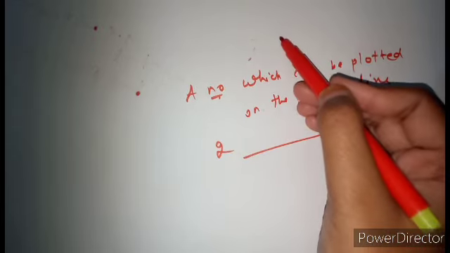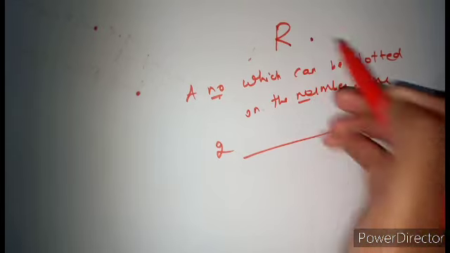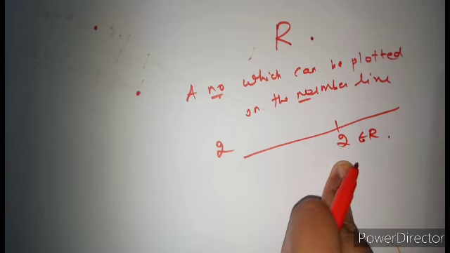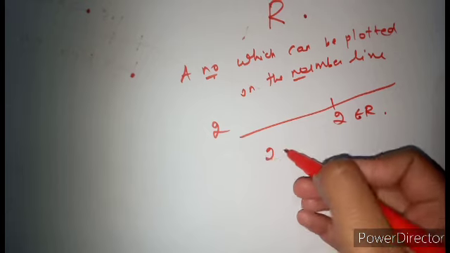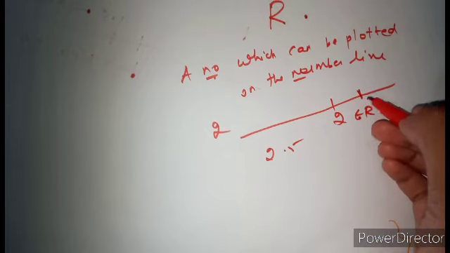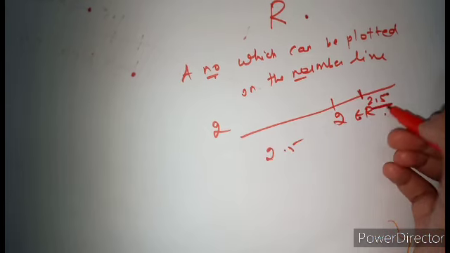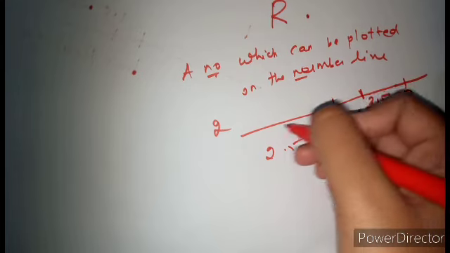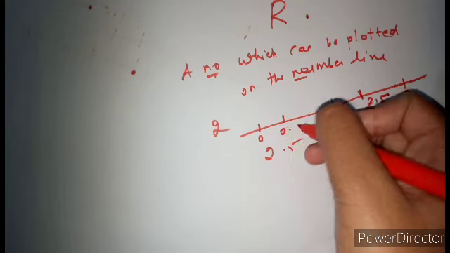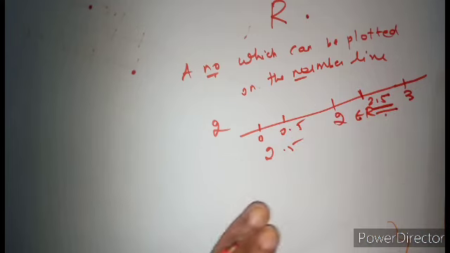We denote real numbers as capital R. Here we can plot 2 on the number line, so 2 is a real number. Next, 2.5. We can plot 2.5 also, so this is a real number. We can write 3 also, and 0, 0.5. We can plot all these numbers on the number line. So this is about real numbers. A number which can be plotted on the number line is called a real number. In the statement they have given a as a real number.